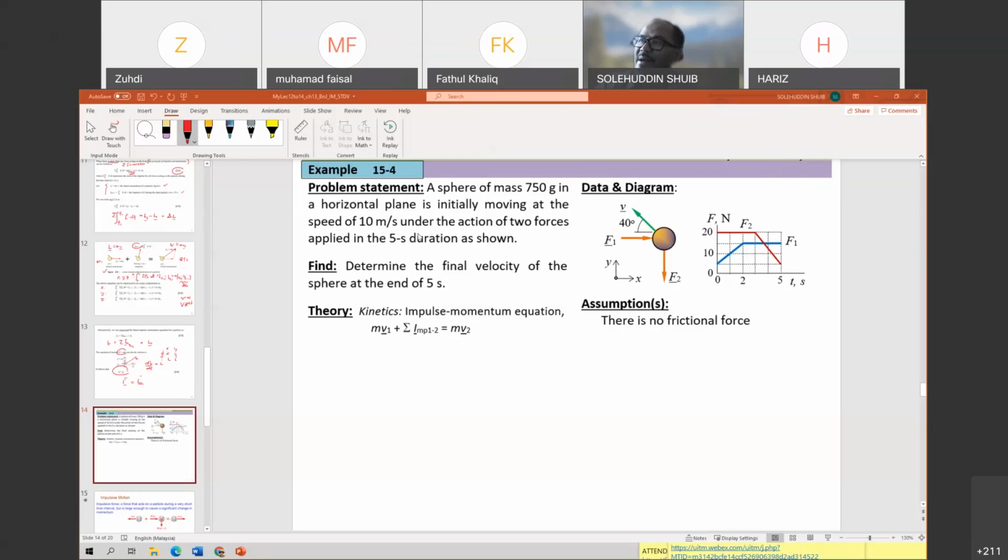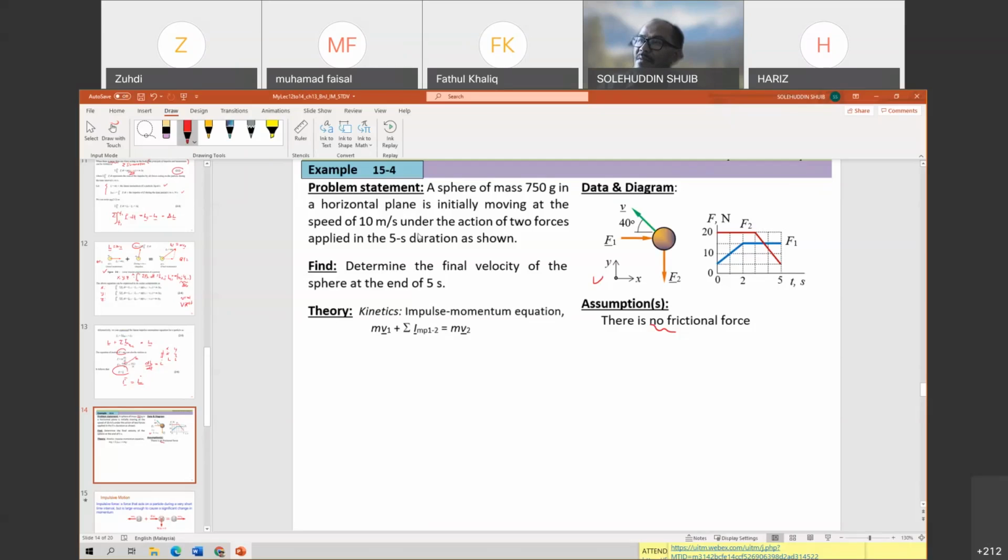So we have again the same mass on a horizontal plane, initially moving at 10 meters per second, under the action of two forces, duration 5 seconds. What you need to do here is find the final velocity of the sphere at the end of 5 seconds. The assumption here is no friction. Check the unit, because here we use the earlier result.